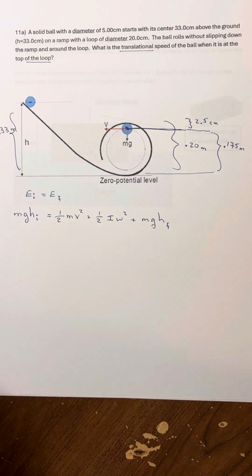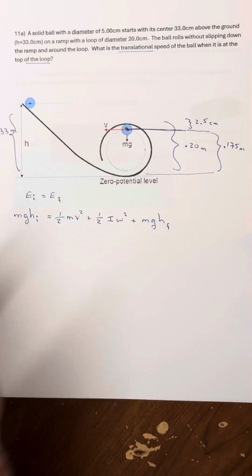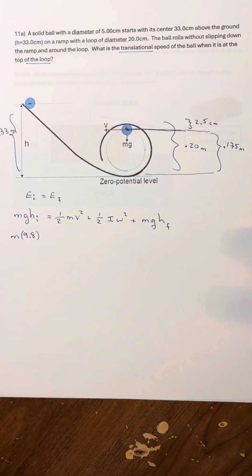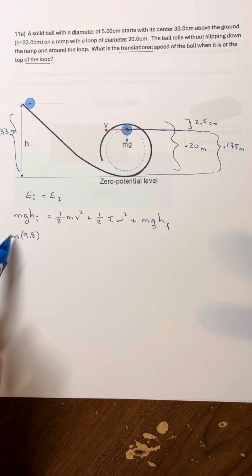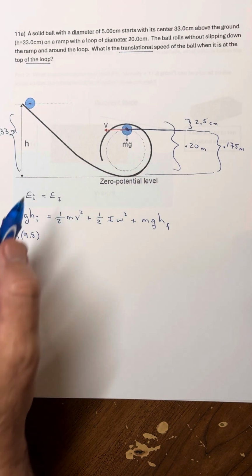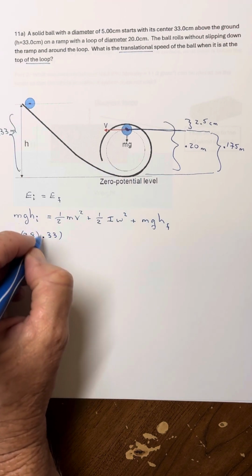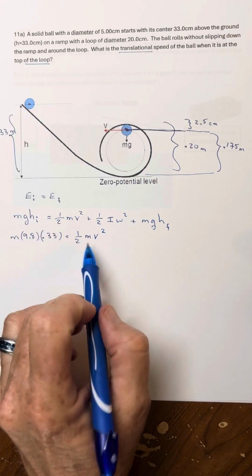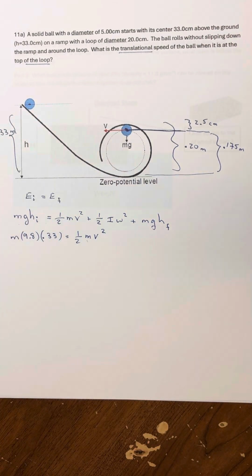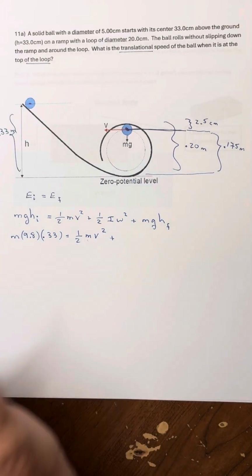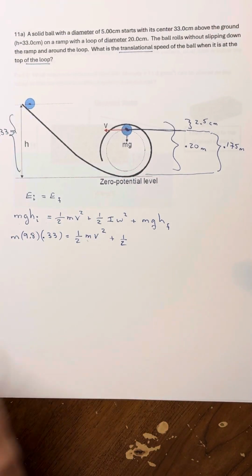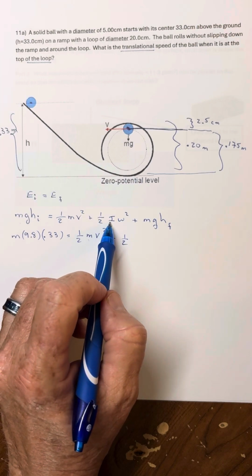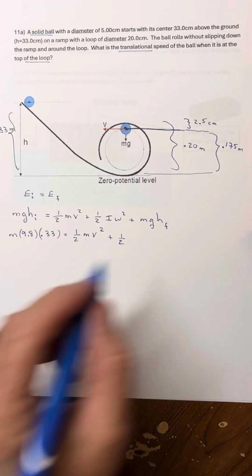And so as I fill this out, I notice that they don't give me the mass of the ball. So I'll just leave that as a little m, put 9.8, and the height as 0.33. Again, they don't give me the mass here, and the velocity is what I'm looking for. So there's not much I can do there. Then this is where it gets to the hard stuff, the rotation. I need the moment of inertia of a solid ball, a solid sphere.